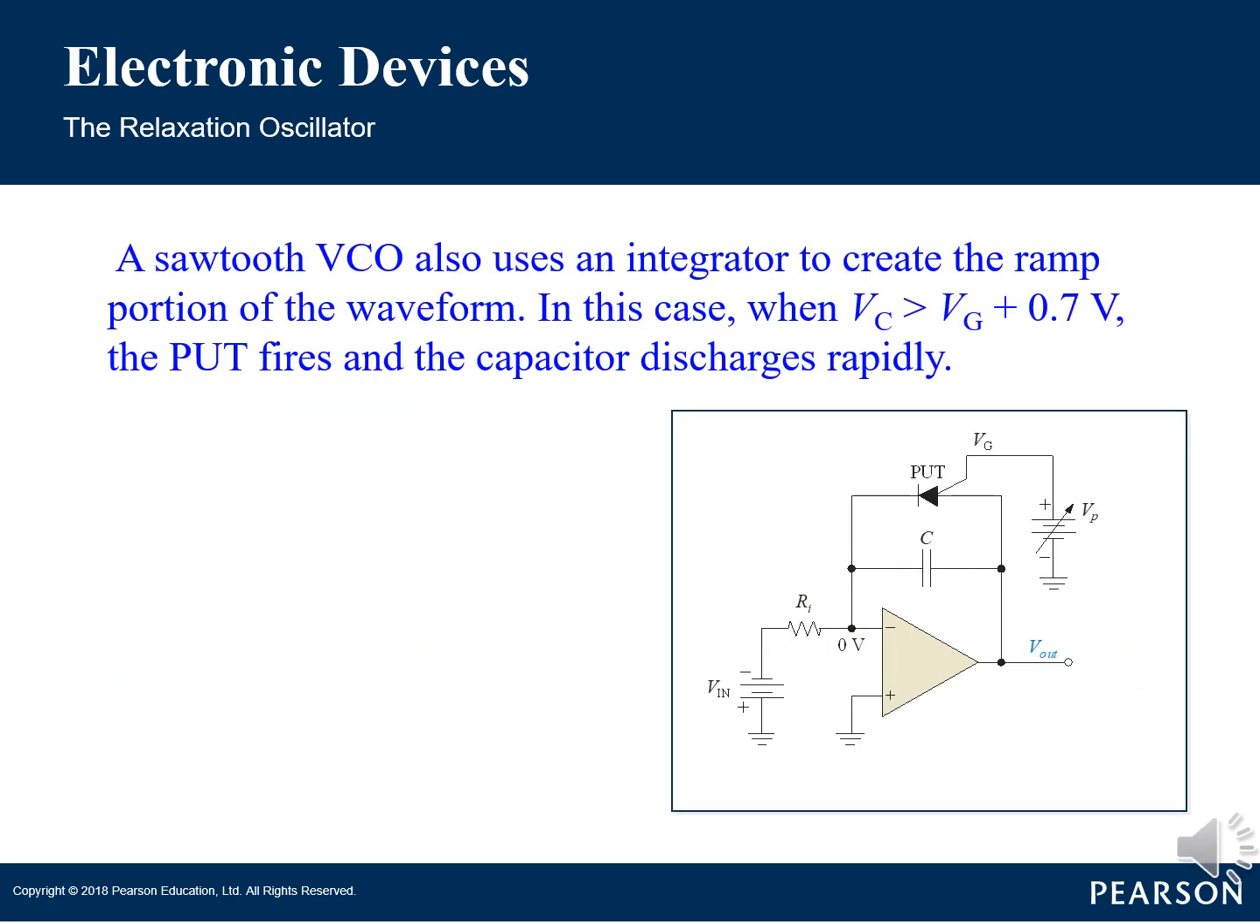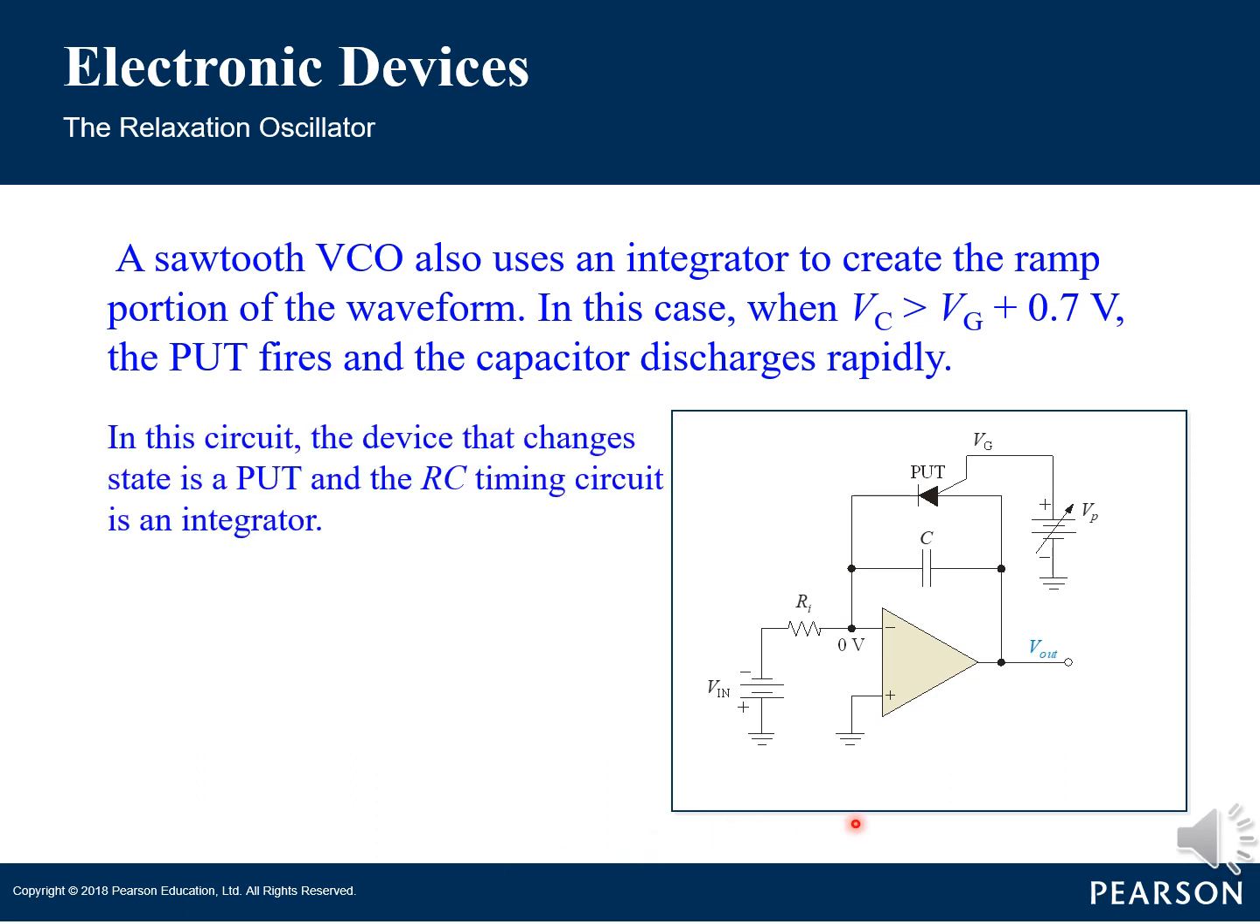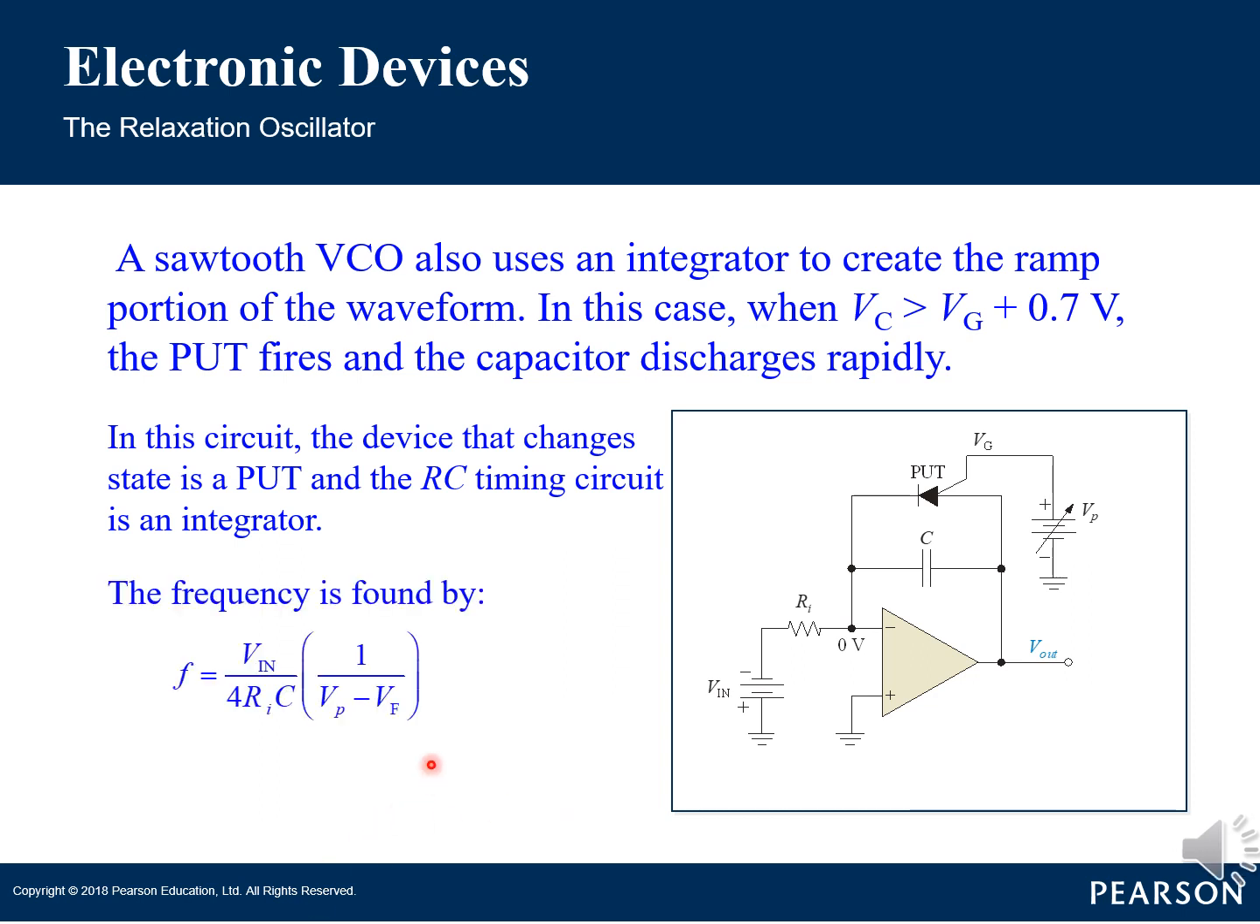A sawtooth VCO, or voltage-controlled oscillator, also uses an integrator to create the ramp portion of the waveform. In this case, when Vc is greater than Vg plus 0.7 volt, the PUT switching device fires and the capacitor discharges rapidly. In this circuit, the device that changes state is a PUT, and the RC timing circuit is an integrator. The frequency is shown as follows.